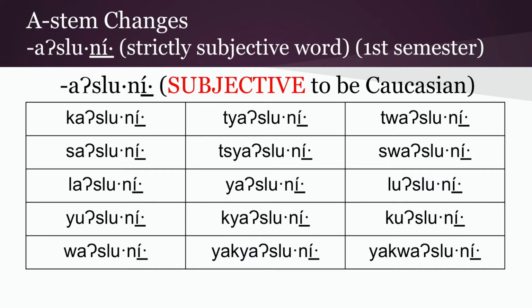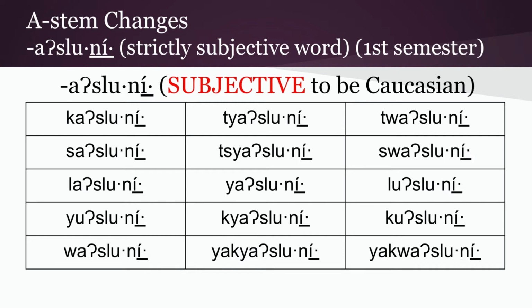So how do we know it's an A stem? Well, we always look at the first letter of the root. So when you look at roots, it's always dash and then a letter. The dash means that something's going to go there. What's going to go there? A pronoun. Pronouns like ga, za, la, yu, wa. But look at the letter. The first letter is an A. That's going to tell you what your stem is. So this is an A stem. So let's go through those changes.